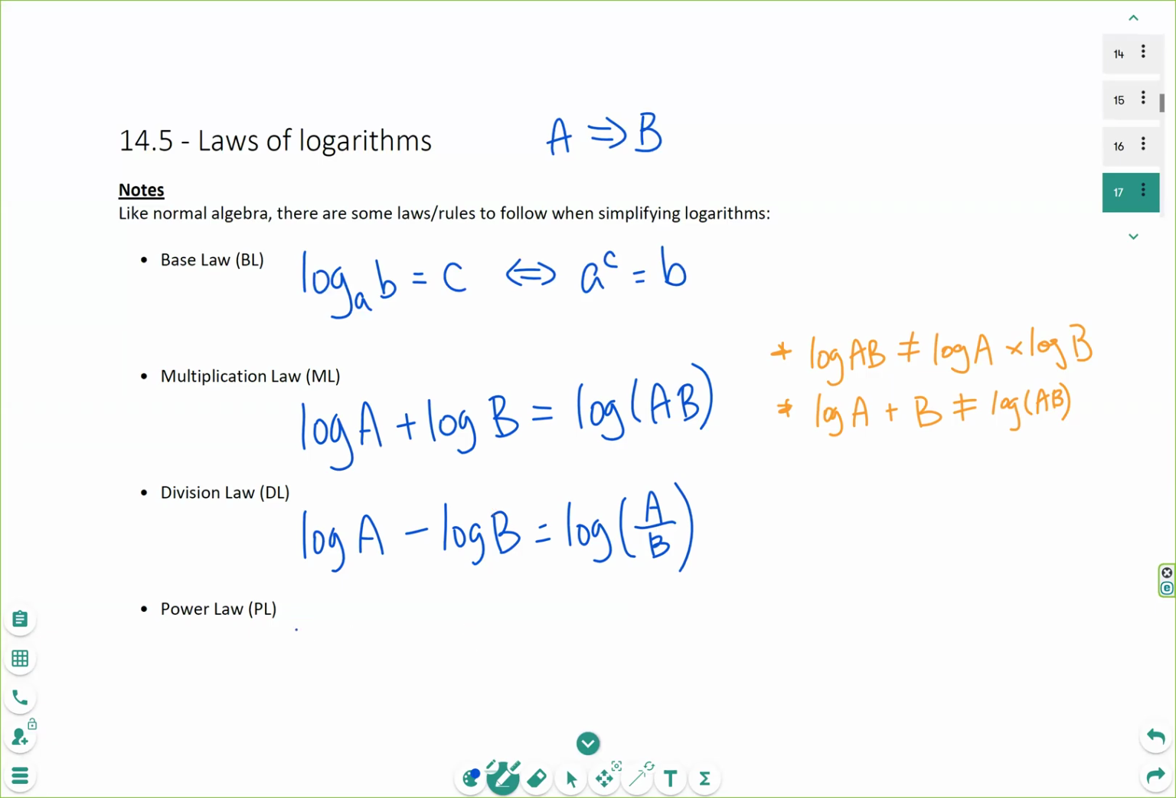Power law. If we have log of A to the power of k, that can be rewritten as k times log A. So we can take down the power. Remember these four laws. You're going to use them as we go on with logarithms. These four laws play a big role in how we solve equations with logarithms later on.